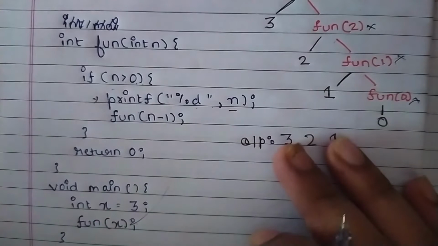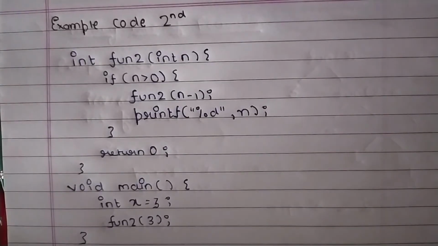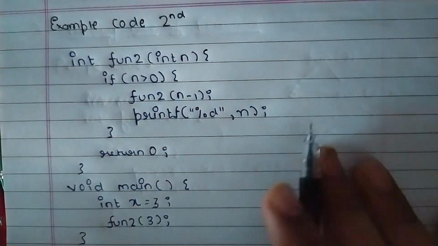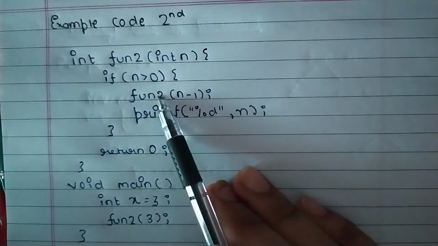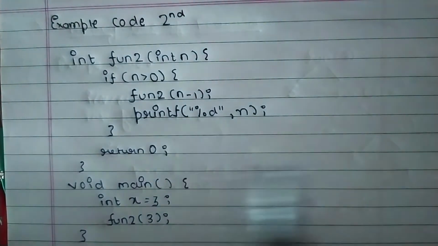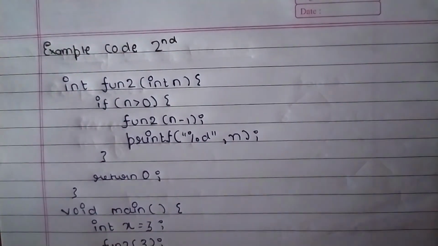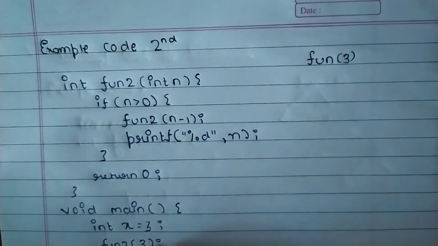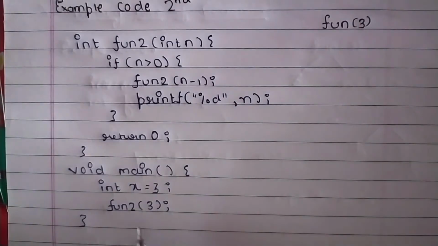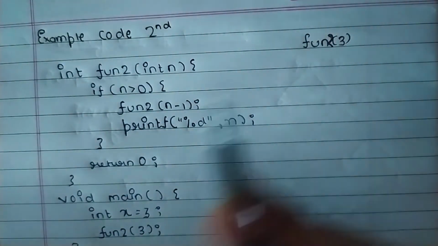To understand it more clearly, let us take another example. Here is a second example in which I change this so that first it will call itself and then print. Let's see what the output of this function is. First we make a tracing tree for it. As before, our value of x is 3 and it will call fun2 for 3, sorry, my mistake.